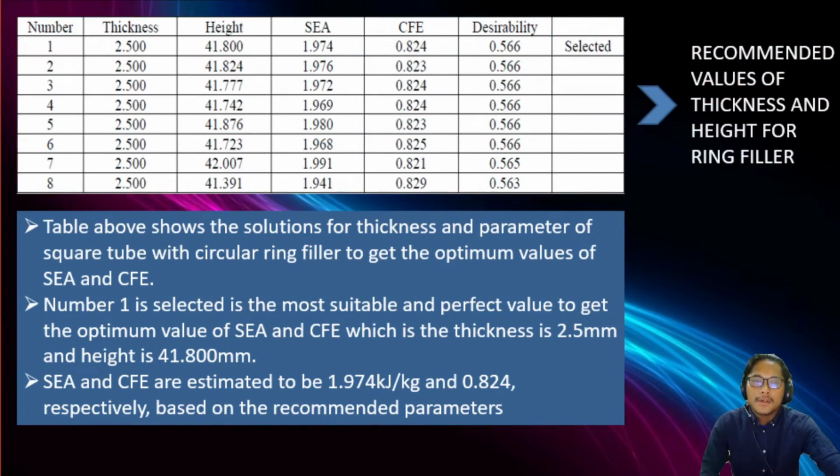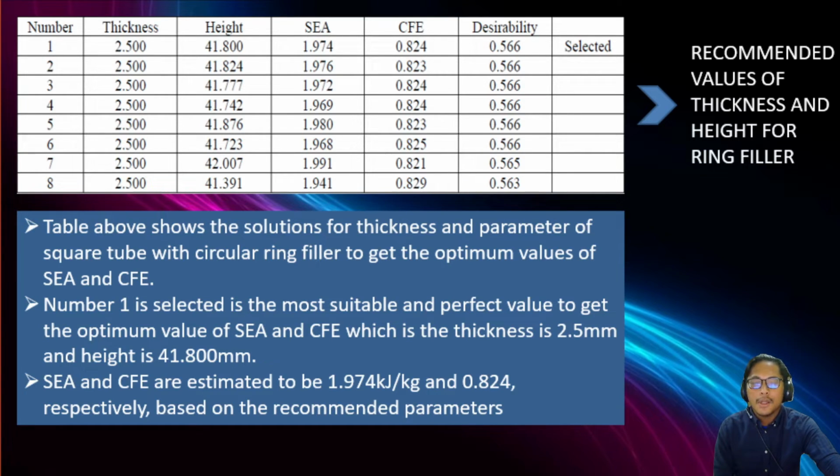The table above shows the solution for thickness and height parameters of the square tube with circular ring filler to get the optimum values of SEA and CFE. Number 1 is selected as the most suitable value to get the optimum value of SEA and CFE, which is a thickness of 2.5 mm and a height of 41.8 mm. SEA and CFE are estimated to be 1.904 kJ per kilogram and 0.824 respectively, based on the recommended parameters.